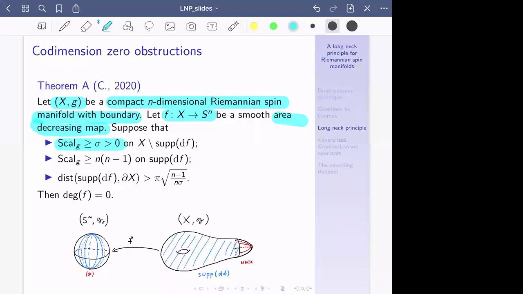Moreover, we suppose that the scalar curvature of g is greater or equal than a certain positive constant sigma on X minus the support of the differential. So in other words, on the neck. The second hypothesis is that the scalar curvature is greater or equal than n times n minus one on the support of the differential, which is the blue region in this picture. And moreover, we assume that the distance between the support of the differential and the boundary of X is greater than pi times the square root of (n minus one) over (n sigma). Then the conclusion is that the degree of F is equal to zero.